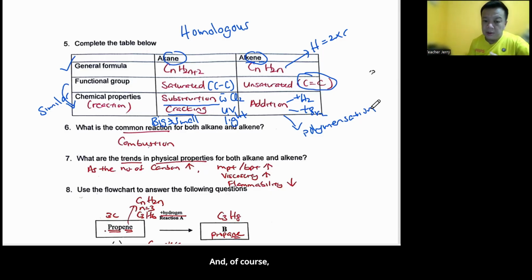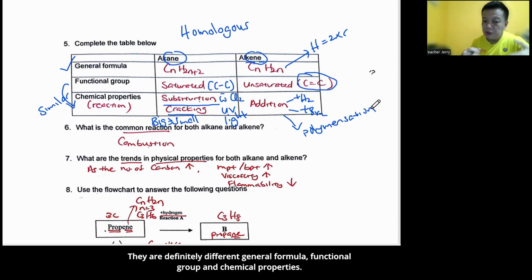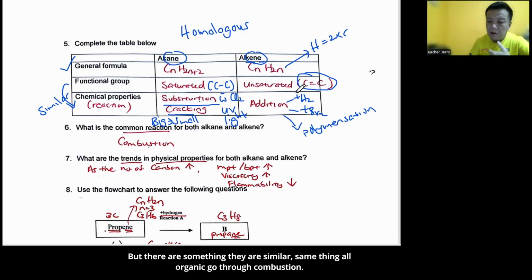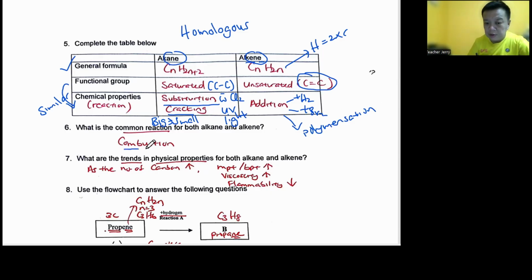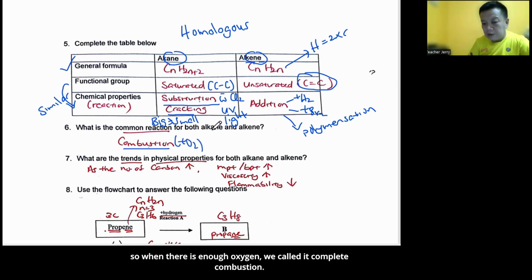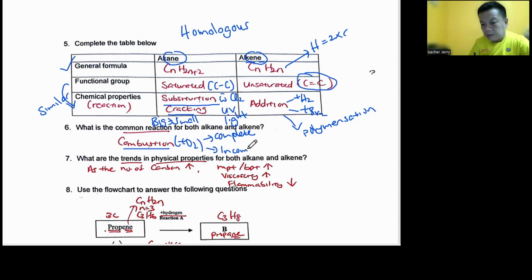And of course, even though they are the same, they are different. That means they definitely have different general formula, functional group, and chemical properties. But there's something that's similar. All organic compounds go through combustion. Combustion means you need oxygen. When there's enough oxygen, we call it complete combustion. When there's lack of oxygen, we call it incomplete.